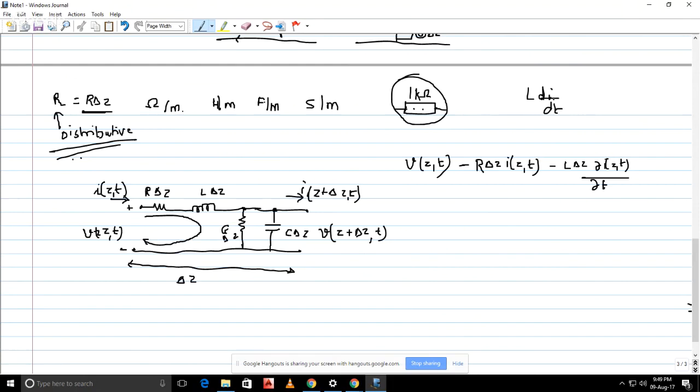Because inductor voltage is given as L di by dt. Now the current is a function of space and time both, so I have written here a partial derivative instead of a complete derivative. And then I write minus V of Z plus delta Z comma T, which is equal to zero.